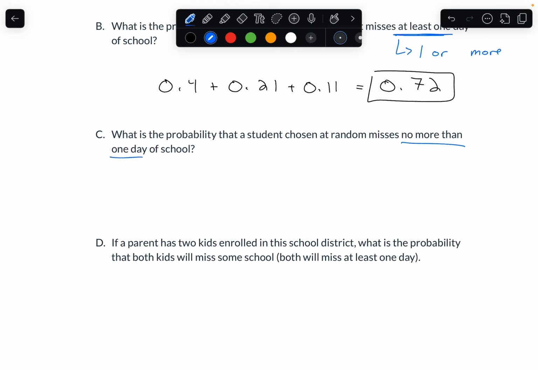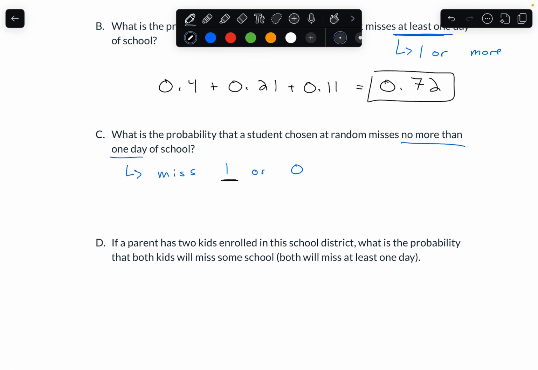So I've kind of rephrased my question now. I have a different case when I say no more than 1. First of all, you are not allowed to be more than 1. So you could be 1. You could miss 1 day of school, or if you're not allowed to be more than 1, well, then you could be less than 1. You could miss 1 day of school, or you could miss 0 days of school.